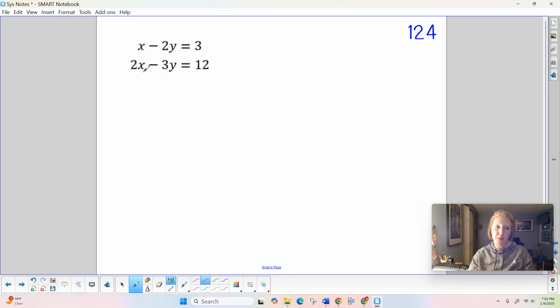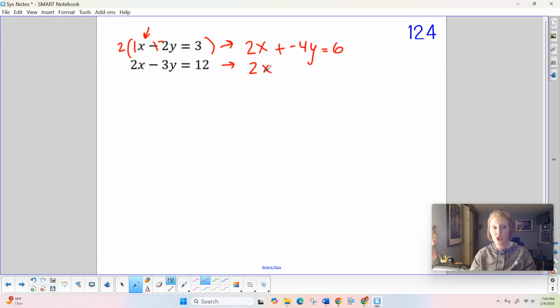When I'm looking at this problem and trying to decide where my match is going to be, I'm going to choose x as my match. Right now there is a 1x here with that 2x, so I'm going to multiply this top equation by 2. That means this equation is going to become 2x, let's do a keep change there too, plus a negative 4y equals 6. This bottom equation is going to stay the same as 2x, again keep change, plus a negative 3y equals 12.